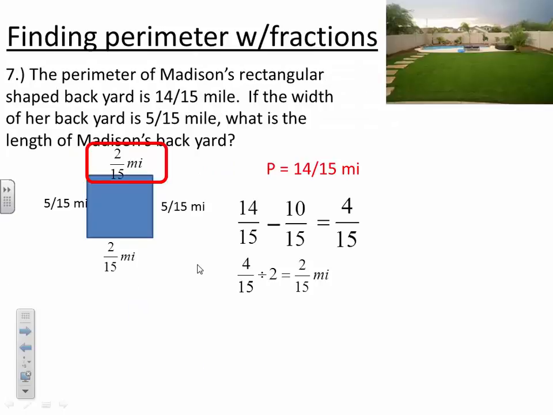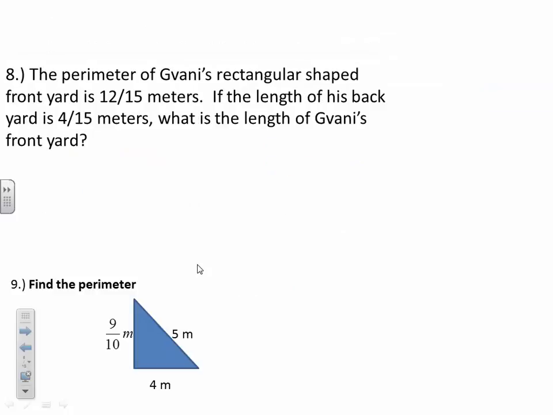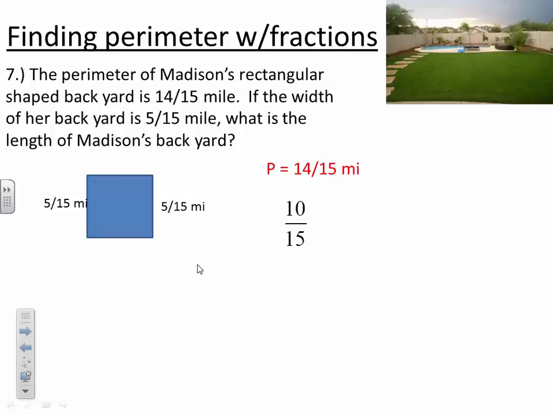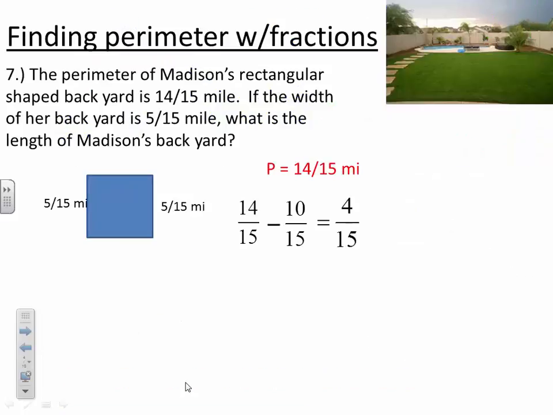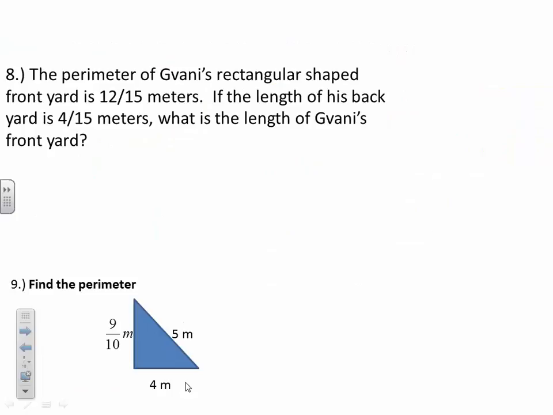These two, so again, you can check that out, stop the video, do what you need to do. And these two will also be for your homework. So what do you have for homework tonight? You have number 5 and 6 on this page, and this question at the bottom. That's your homework, along with 8 and 9. So do those two. That is your perimeter fractions video.